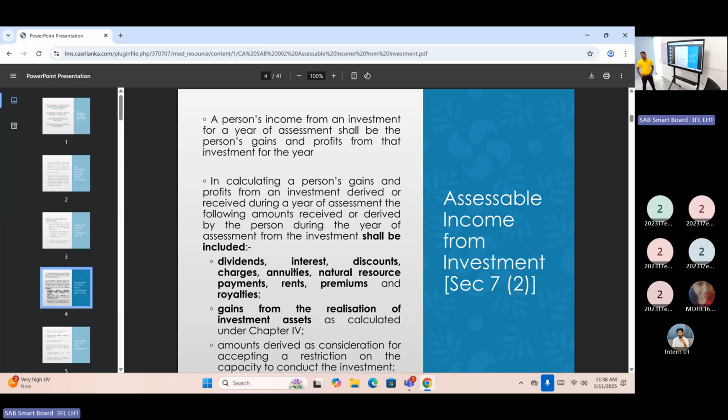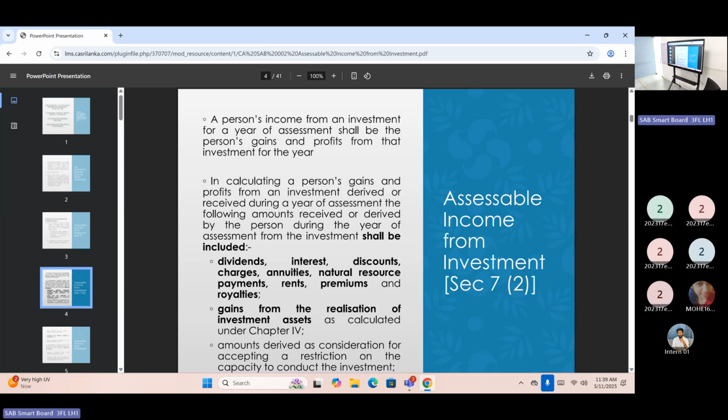Gain from the realization of investment asset, that is also part and parcel of investment income. So there is a separate chapter, chapter 4, that discusses how to work out the gains from realization of investment assets. The word we are using is capital gain. From 2018 onwards, we have capital gain. Previously, we didn't. Before 1980, that time also we had it, then it was abolished. Now we have introduced capital gain tax.